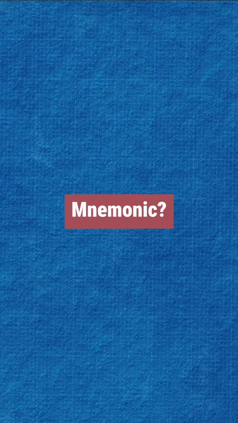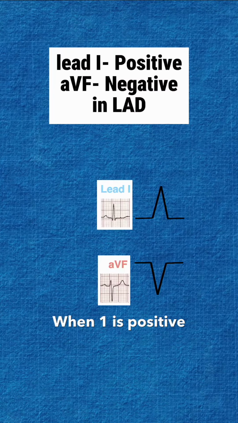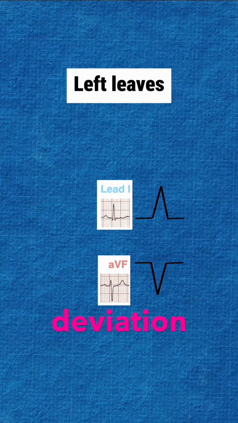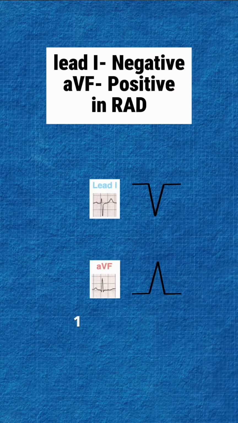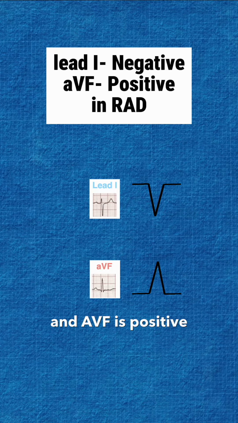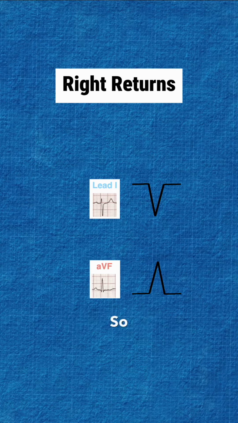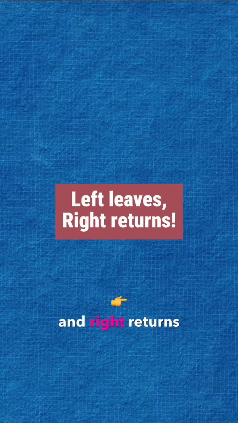You can remember it with a mnemonic as well. When 1 is positive and aVF is negative, it looks like they're leaving each other. This is a left axis deviation. So left leaves. And if 1 is negative and aVF is positive, it looks like they're approaching each other. It's a right axis deviation. So right returns. Left leaves and right returns.